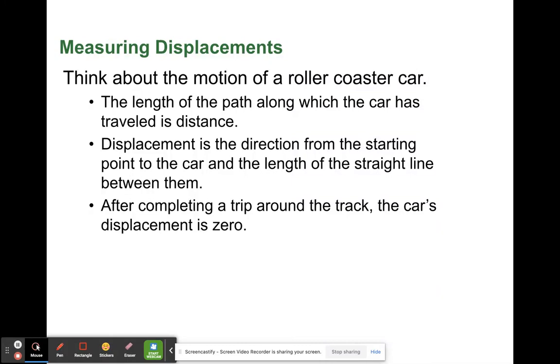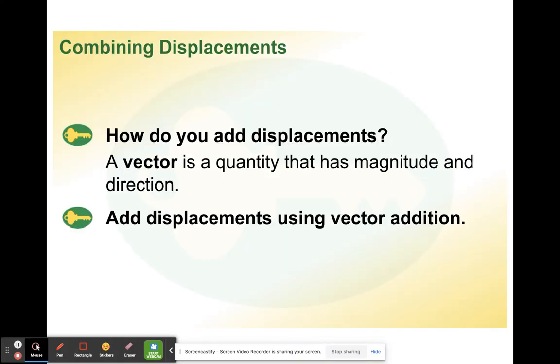Think about the motion of a roller coaster car. The length of the path along which the car has traveled is the distance. The displacement is the direction from the starting point to the car and the length of the straight line between them. After completing the trip, the car's displacement is zero.